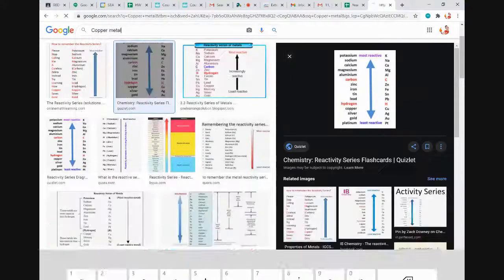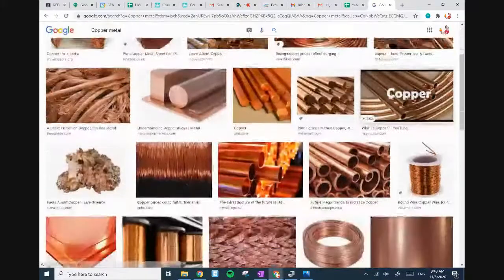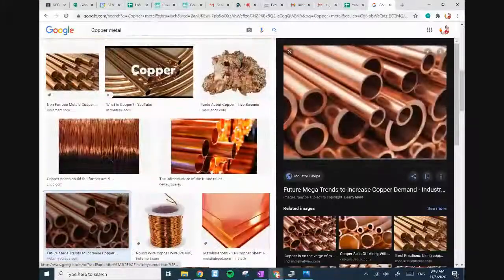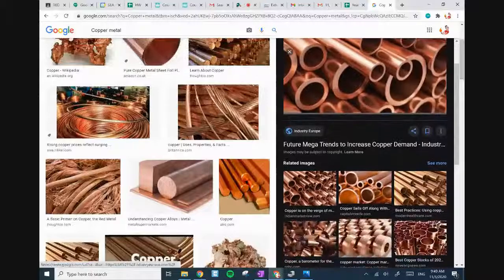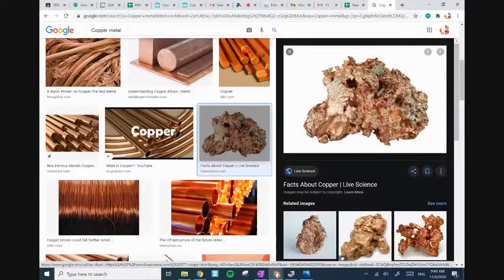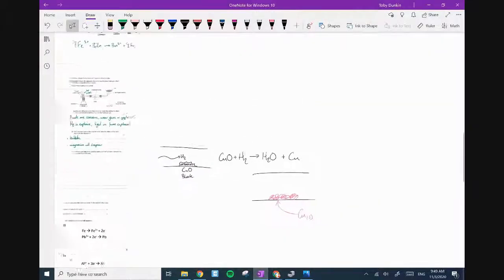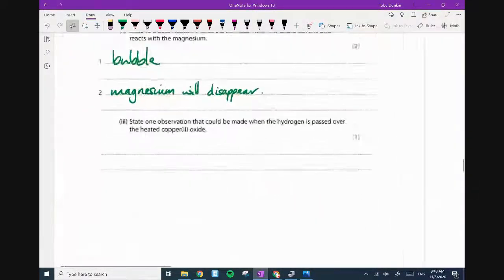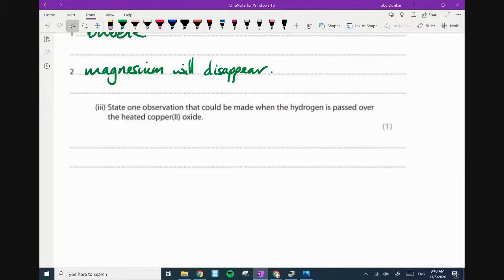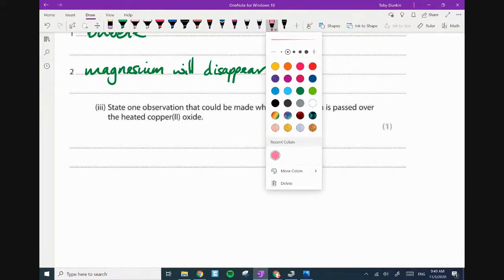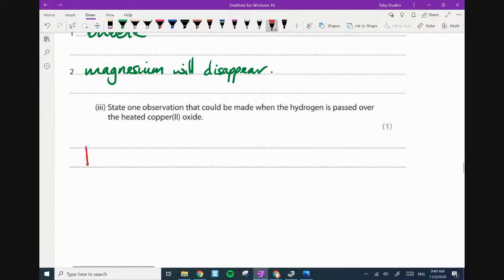Just to show you this, copper metal. I know everyone's going to say it looks orange. I get it, but it is pink. When you have pure copper, it would actually look a bit like that, to be fair. There we go, a bit like pink copper metal. So the observations here state one observation that's been made when the hydrogen is passed over the heated copper oxide. A solid pink copper metal will appear.